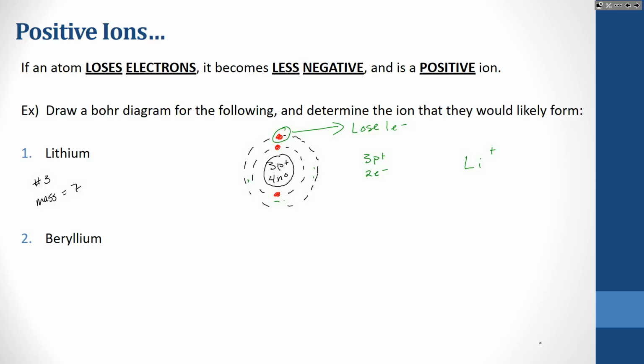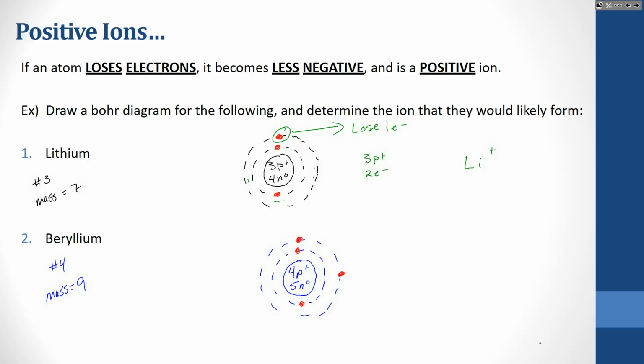Now beryllium, same idea. Beryllium is atomic number 4, and its mass is 9. So it has 4 protons. 9 take away 4 is 5 neutrons. Now an atom of beryllium would have 4 electrons. So I'm going to draw in my 4 electrons. 1, 2, and also beryllium's in column 2, so it should have 2 valence electrons. So 3, 4.